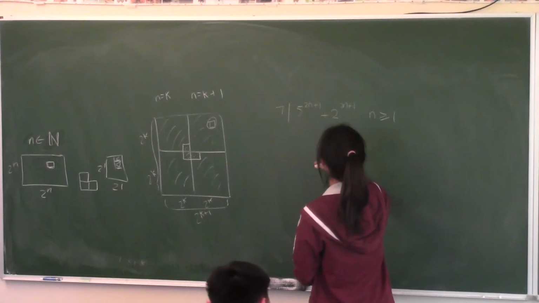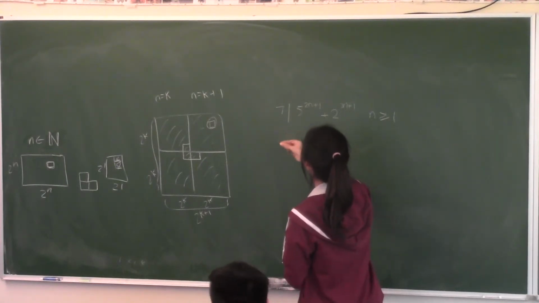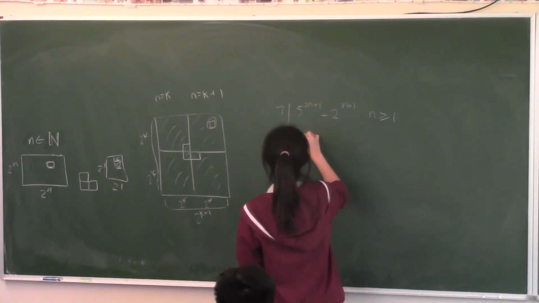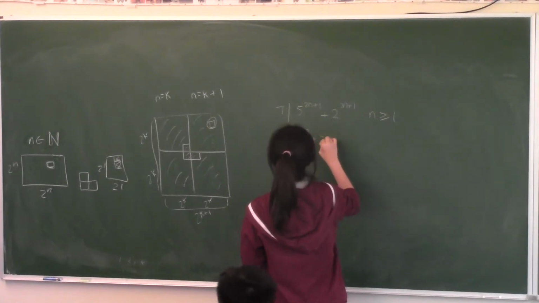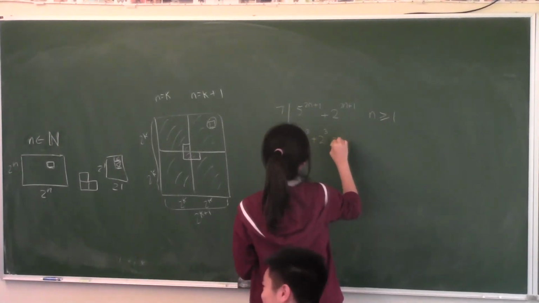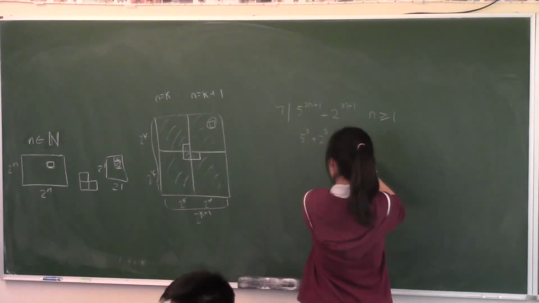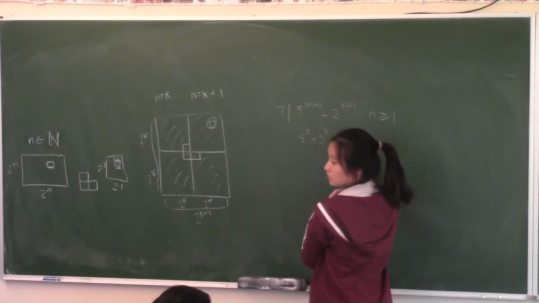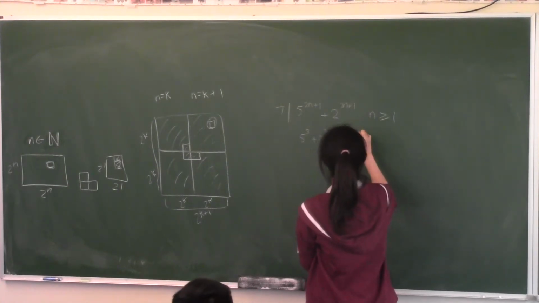Oh, you use induction, right? Yeah. Okay, 5 cubed plus 2 cubed. Then you simplify. 128. No, 133. 7 goes into that. Yes. Check!